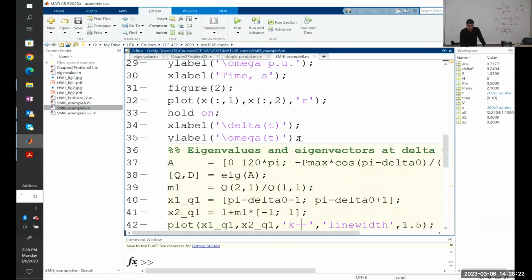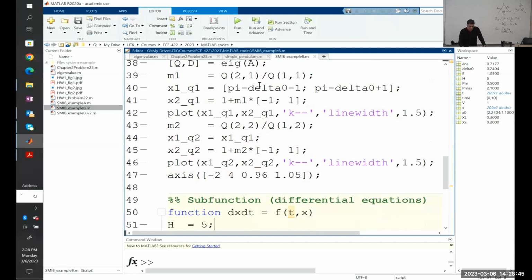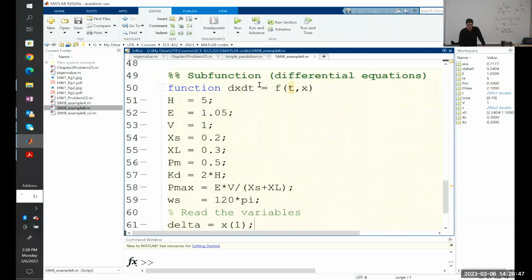We didn't do this last time, but you can check this. Basically, for that equilibrium point, I am getting the eigenvalues, and I am plotting the eigenvalues around this saddle node. And those are the segmented line that you saw in the slide. And the subfunction was here.